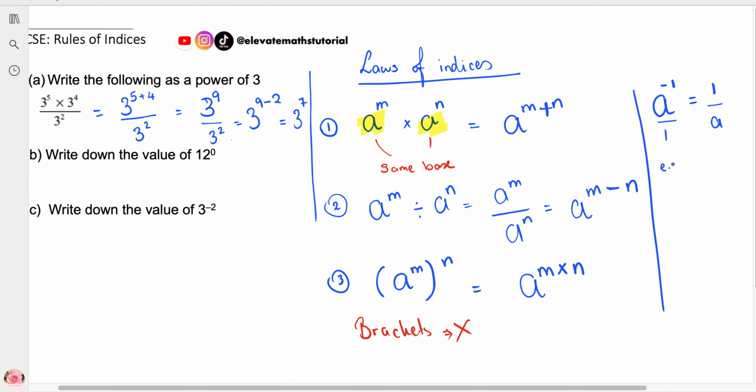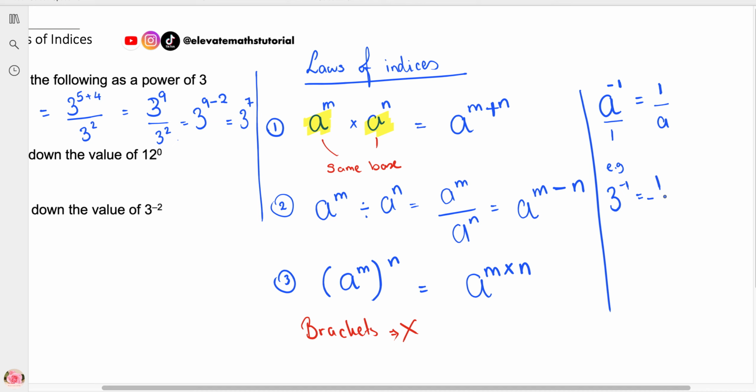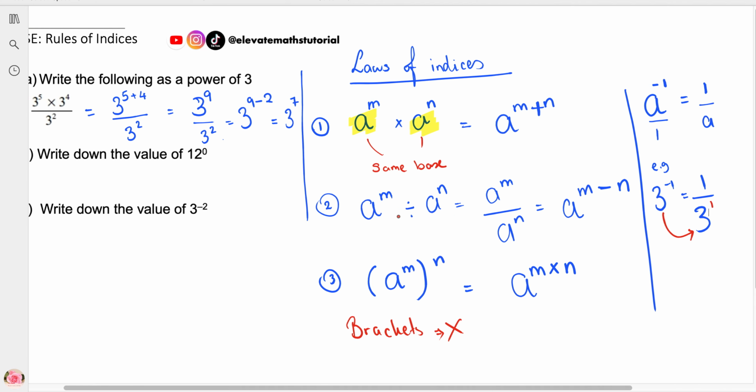So for example, 3 to the minus 1 would be 1 over 3. All you need to remember is the minus 1 disappears when you put it under the fraction. When you put it into a denominator, you put 1 over and the minus disappears. It actually becomes a power of 1, but you can think of it as the minus disappears, so 1 over 3. So those are the basic set of rules we have there.